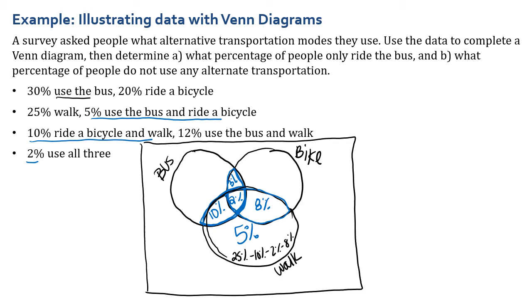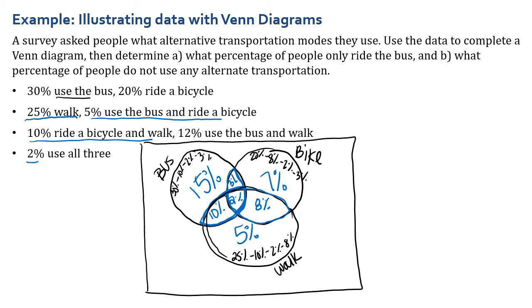Now for using the bus, 30% of people use the bus. So I've already taken care of some, so take 30, subtract the 10, the 2, and the 3% that I've already taken care of, and that's going to leave me with 15% that only ride the bus. And then for the bike, 20% ride a bike. So take that 20% and let's subtract what we've already covered, 8%, 2%, and 3%, and that leaves us with 7%.